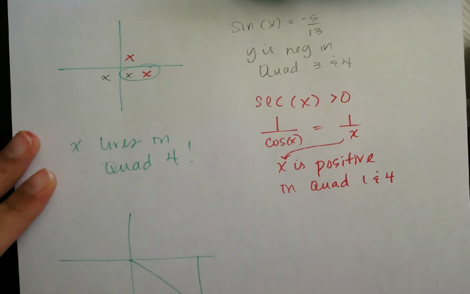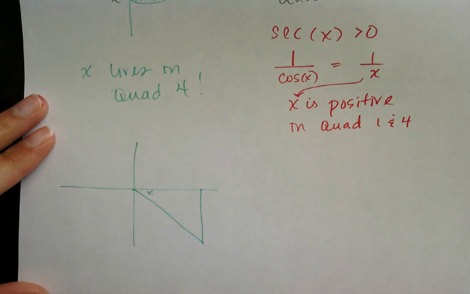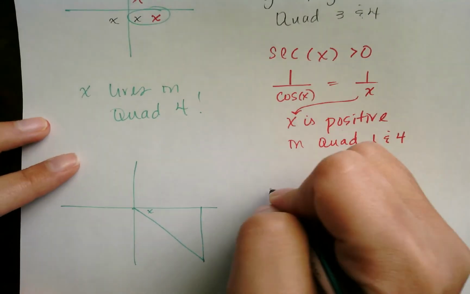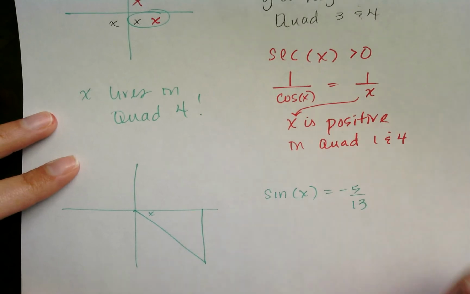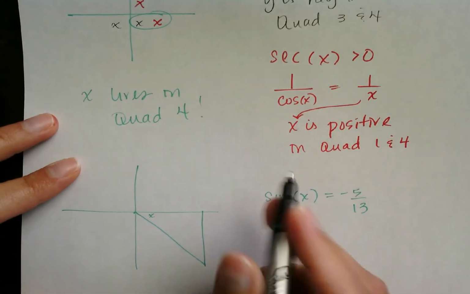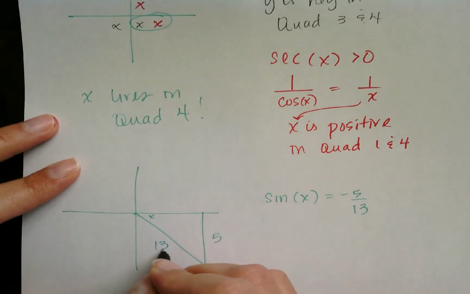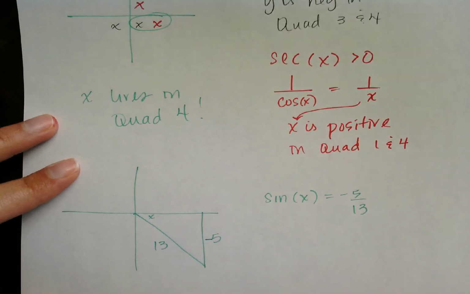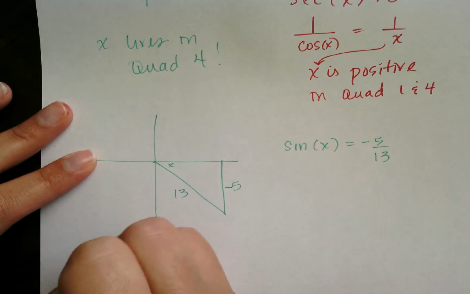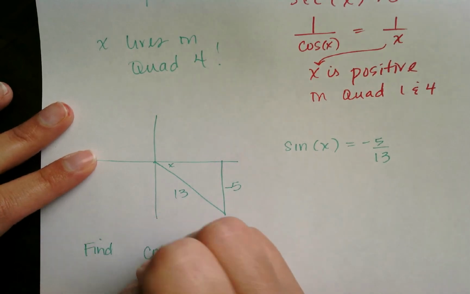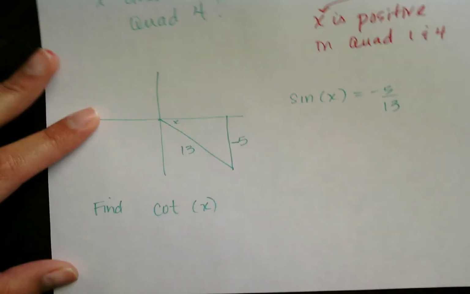It's always against the x-axis. And it says sine of x is negative 5 over 13. So sine is opposite over hypotenuse. Sine's negative, this y value is negative. Okay. And what if I asked you to find, from that information, cotangent of x?